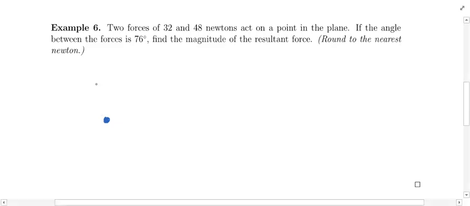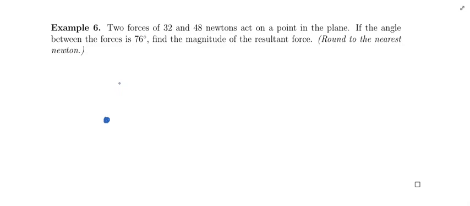Okay, so here's the point. If we're thinking of it as a car, great. If not, whatever. But at this point, you've got two forces acting on this point. Okay, so a force is a vector, so it's going to have a magnitude and it's going to have a direction. Okay, so we know we have the two forces. One is 32 newtons, the other one is 48. And we know that the angle between them is 76 degrees.